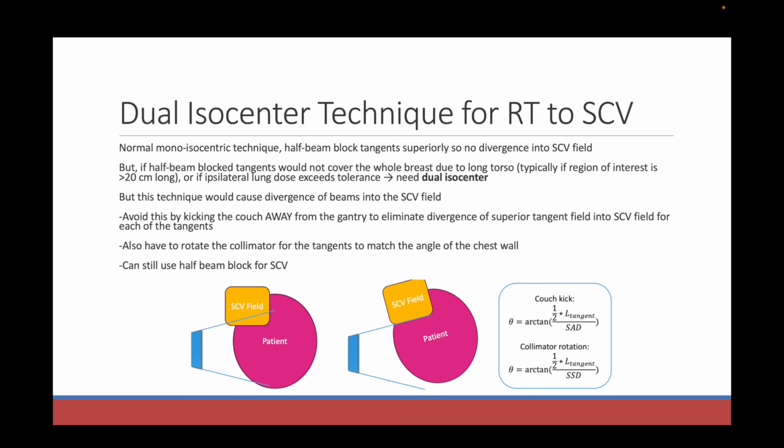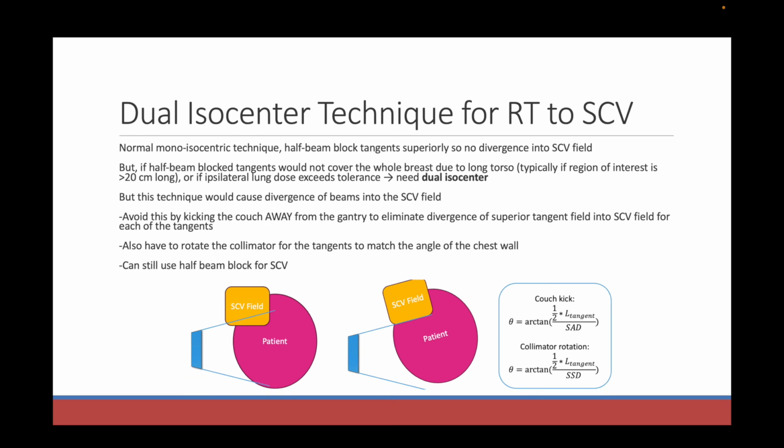So then what you need to do is a dual isocenter, where you're using the entire field allowance for your tangents. But then the problem with that is there's no half beam block, so there's divergence up into the supraclavicular field. So how do we handle that problem?